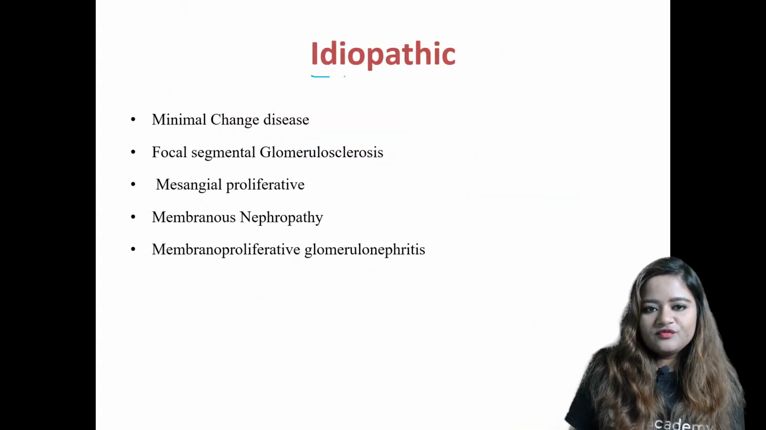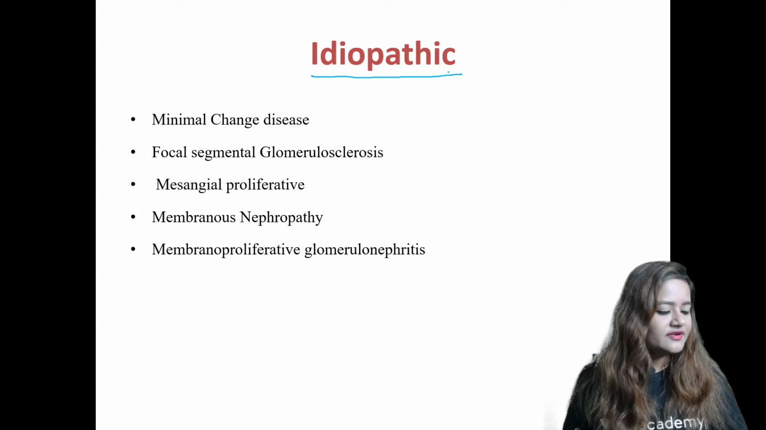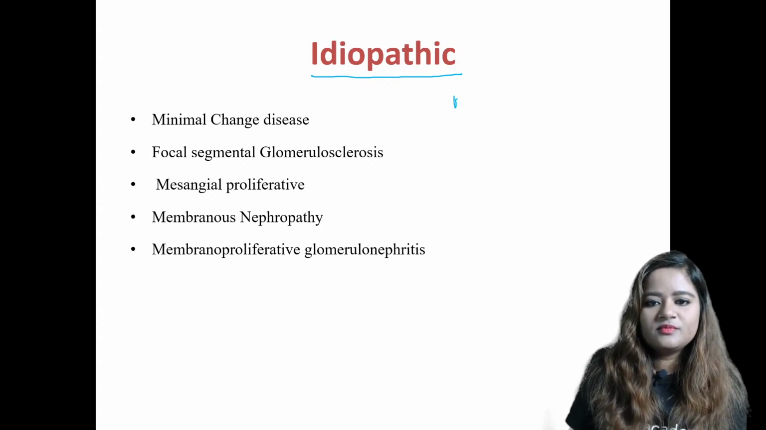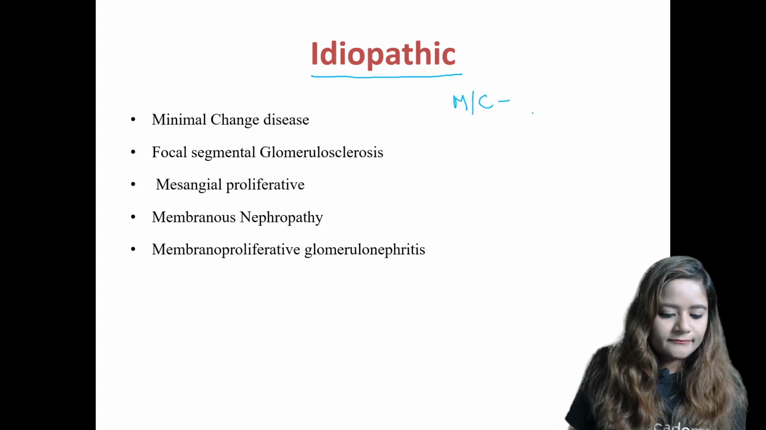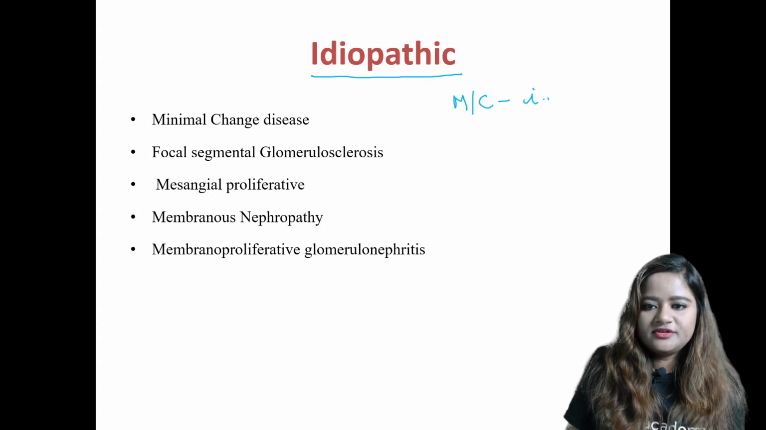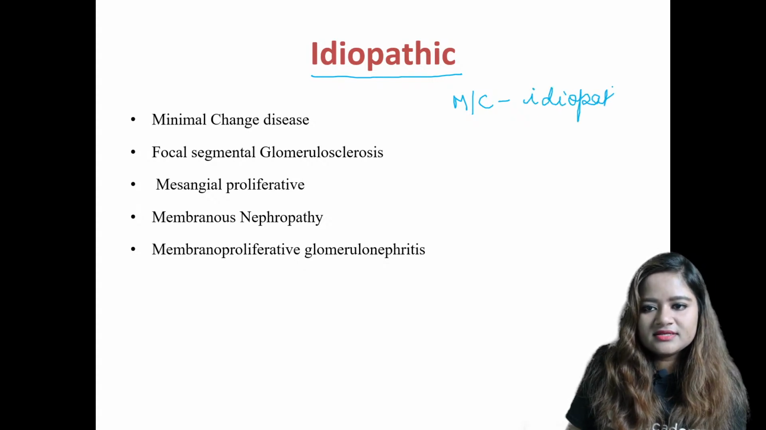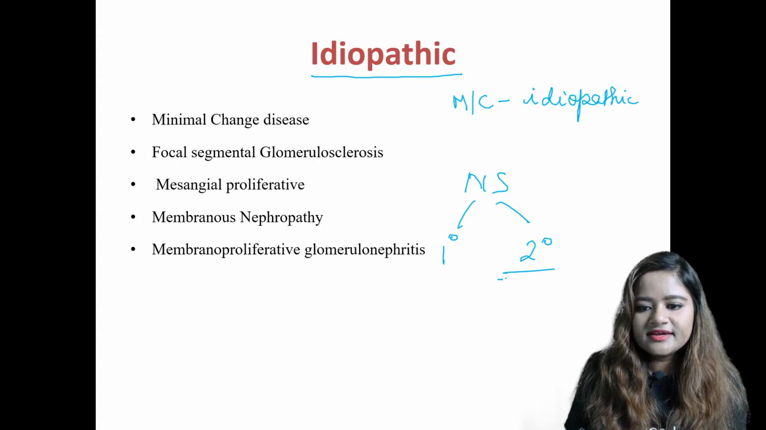Now coming to the types of nephrotic syndrome. In pediatrics, we believe that nephrotic syndrome का most common cause क्या है? Most common cause is idiopathic. Don't mark anything else. So basically, your nephrotic syndrome is of two types. One is the primary type and the other is the secondary type.